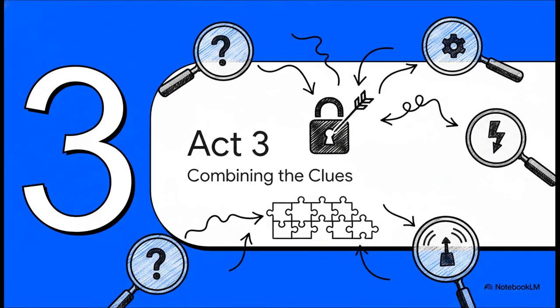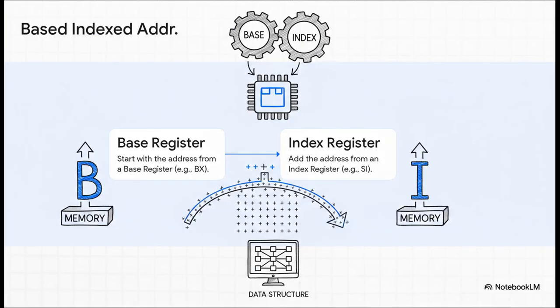Okay, for our grand finale, we're going to look at the most flexible addressing modes of them all. I'm talking modes that don't just use one or two clues. They combine multiple pieces of information to calculate the final address with some serious precision. Based indexed addressing is, well, exactly what it sounds like. It combines a value from a base register, like BX, with a value from an index register, like SI. The CPU just adds them together to get the final address. This combination is super powerful for things like navigating a two-dimensional array, where you kind of need both a base row and a column index.